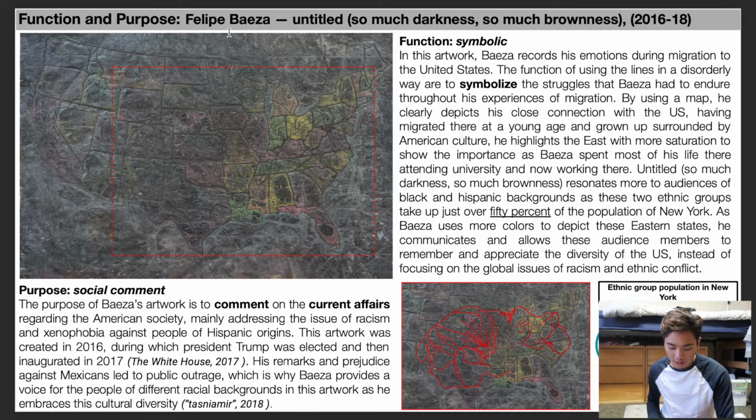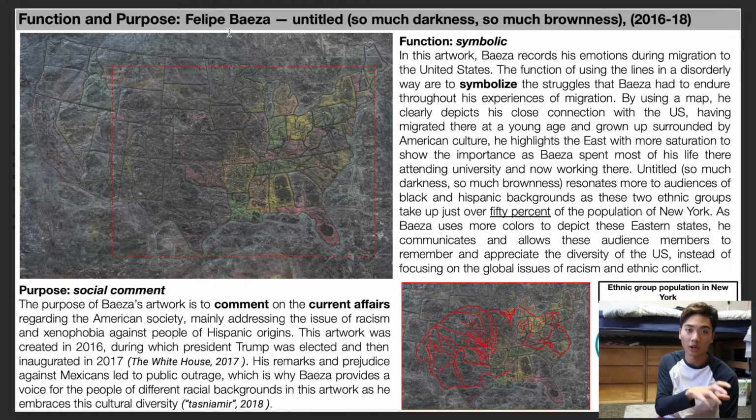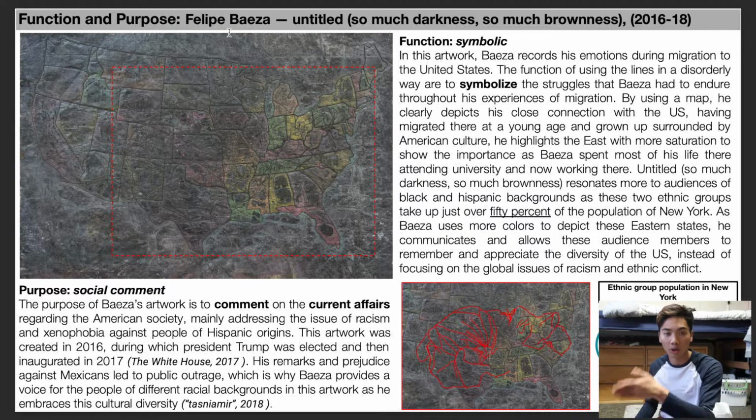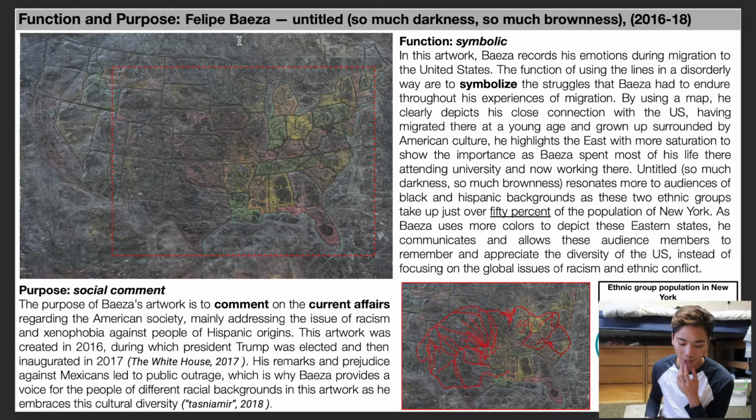I did my comparative study with all the stuff for one artwork, then all the stuff for another artwork, and then all the stuff for the third artwork. So it was artwork, artwork, artwork. It wasn't formal analysis, formal analysis, formal analysis of artworks 1, 2, 3. The second slide is the function and purpose of this artwork. The function was symbolic, and the purpose was as a social comment.